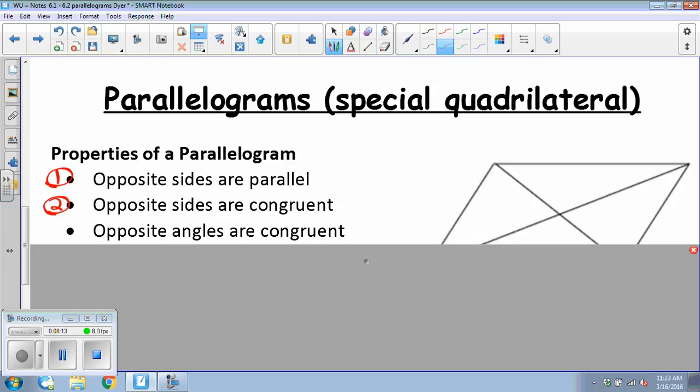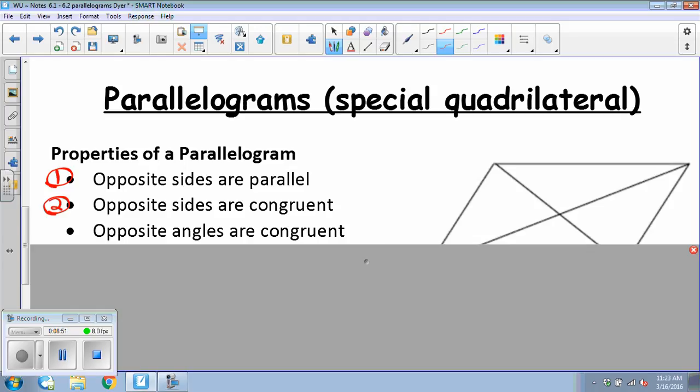That's opposite angles. Now let me ask you this. If all the angles add up to 360 and opposite angles are congruent, what does that make these angles equal to in this example? Well, 200 is the total. What's each angle equal to? 100. Does everyone see that?